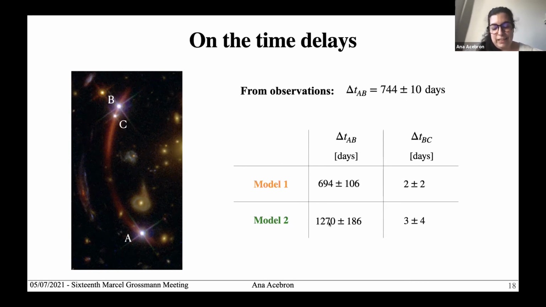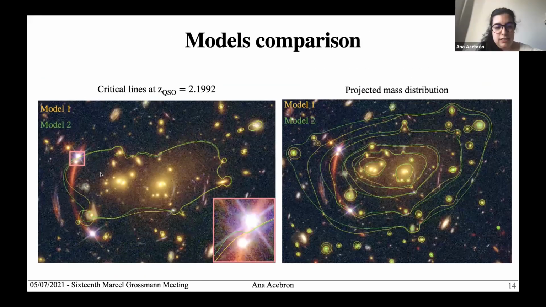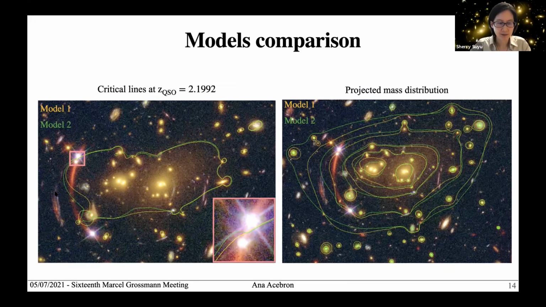Okay, thanks. The critical curves are quite different between the 2 models. Maybe if you can go back to that slide. Yes. I think the impact from this small perturber, but also from this foreground galaxy, which is more prominent in model 1. And also because of the external shear, which is included in model 1 and not in model 2, which may introduce these differences in the eastern part of the cluster. Okay, thanks.